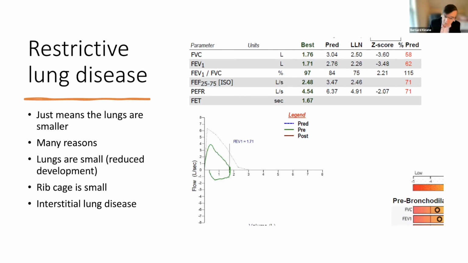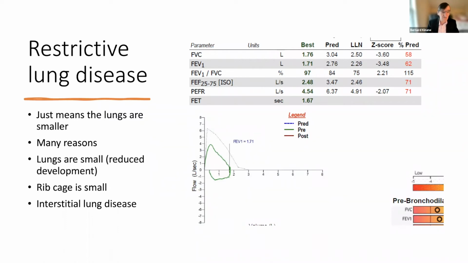Now, there are many reasons to get this. You can get it because the lungs were made small, because in development, you made small lungs. You certainly see this in some populations. The other one that can happen is the rib cage is small. Another one that can happen is that you get fibrosis of the lungs and it makes them contract.